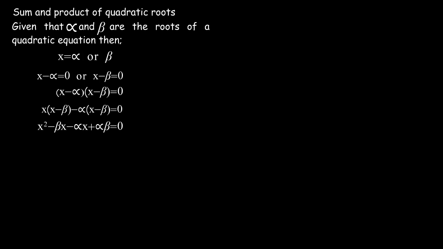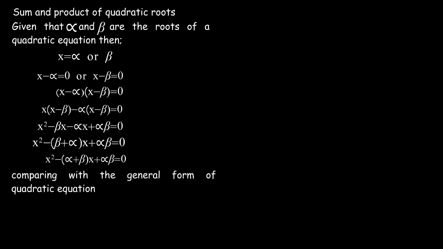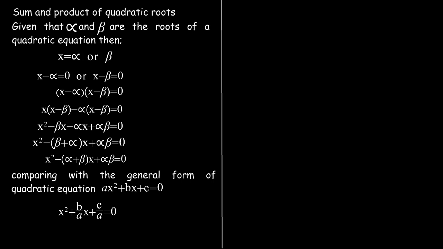And simplifying further, or factorizing rather, it becomes s square minus (beta plus alpha) s plus alpha beta is equal to 0. Rearranging it, it becomes s square minus (alpha plus beta) s plus alpha beta is equal to 0. Now comparing this with the general form of quadratic equation, that is as square plus bs plus c is equal to 0, our first step is to divide through by a to make s square uniform, and doing so it becomes s square plus b over a s plus c over a is equal to 0. Now we are simply going to be comparing both equations.